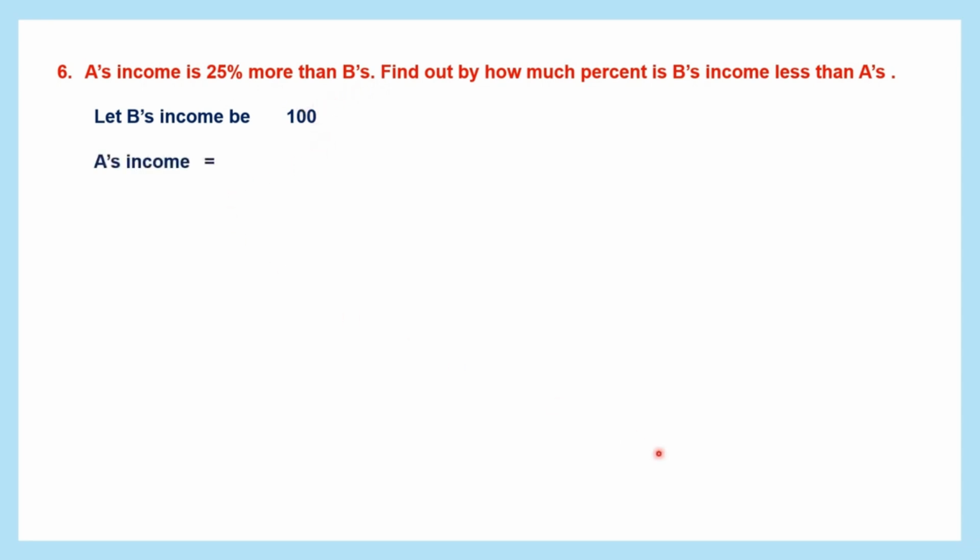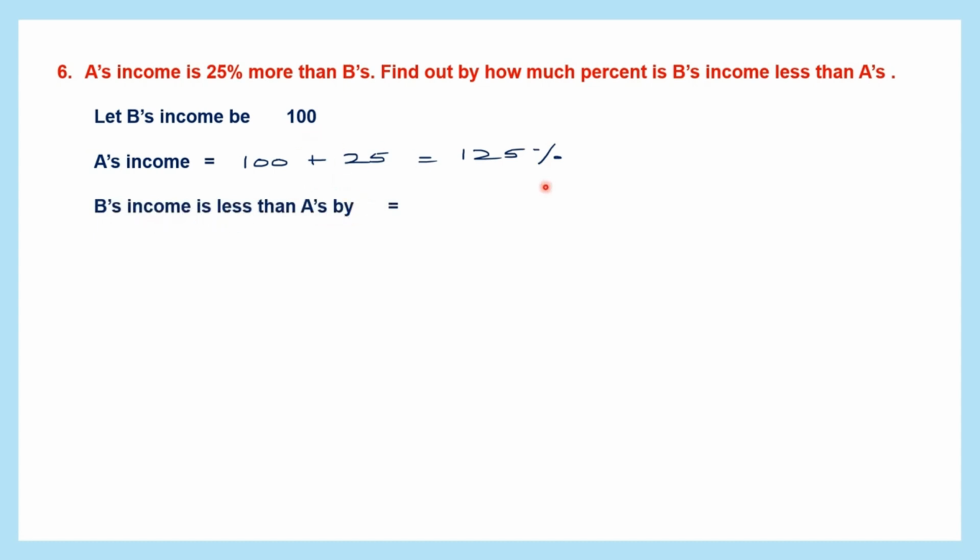So A's income will be 25% more, which means 100 plus 25%, that is 125%. So B's income, we said, let it be 100, and A's income is 100 plus 25 because A is 25% more than B. So that is 125. Now B's income is less than A's by how much?